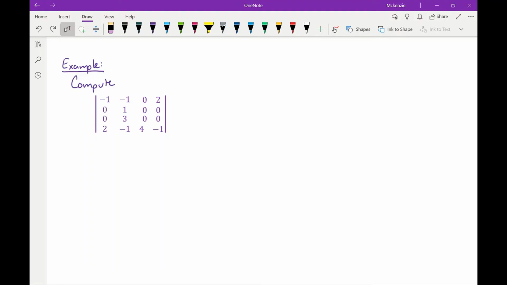Alright, let's continue with the second example. Here we have a 4 by 4 matrix. It has a bunch of zeros in it. And we may have noticed in the first example how powerful the zeros were. We could go across this first row like we did in the first example, but notice it only has 1 zero in it, which is sort of a bummer. We want to be able to use more than that.